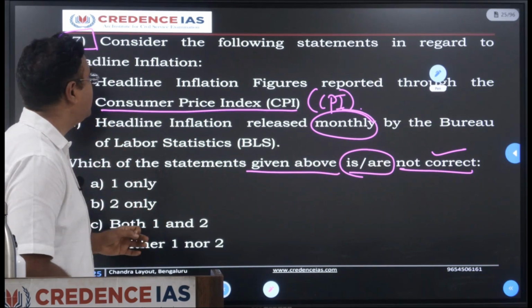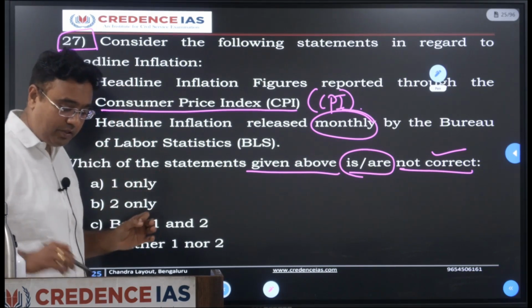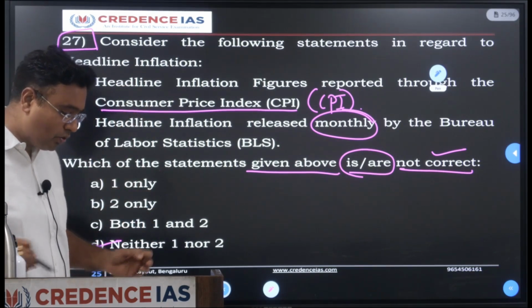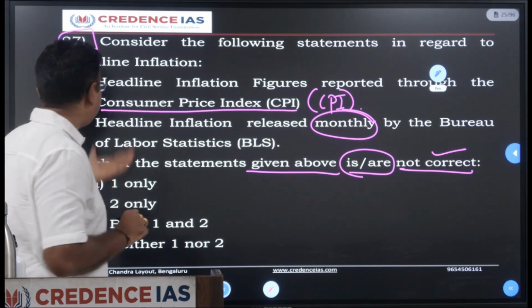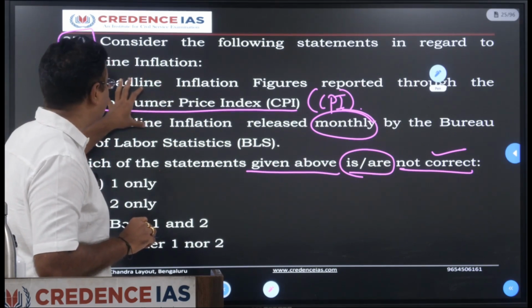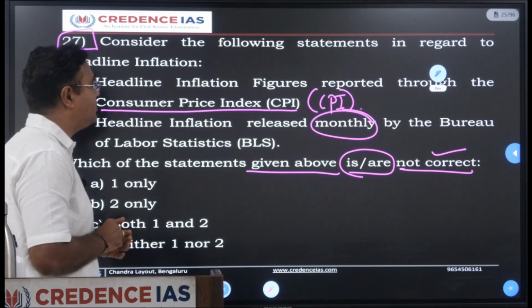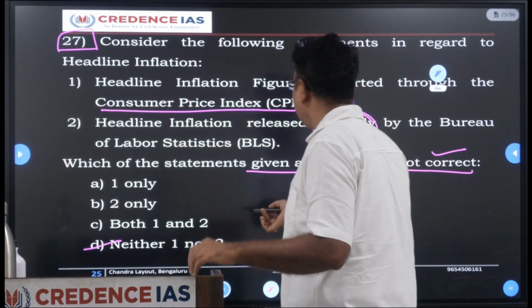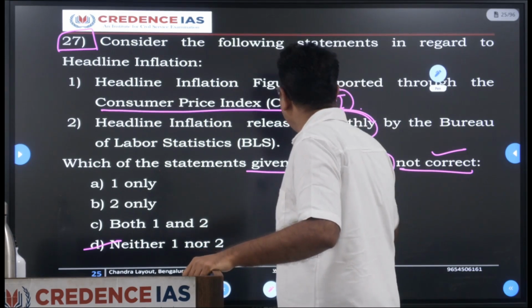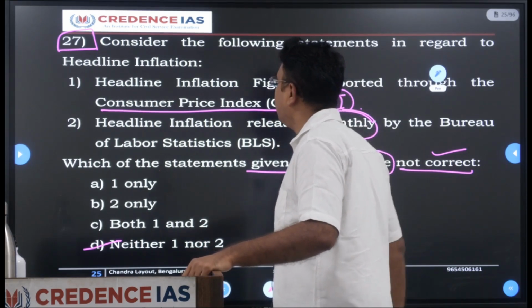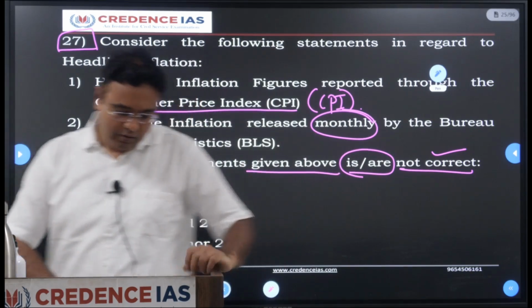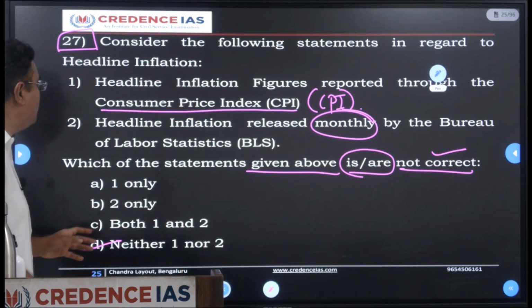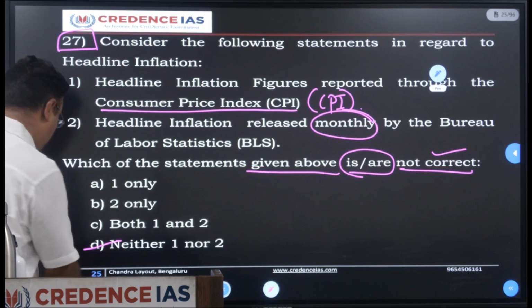So with regard to headline inflation, it is through the consumer price index, and headline inflation is released monthly by the Bureau of Labor Statistics. It talks about neither 1 nor 2 being not correct. Then we will move to the next question.